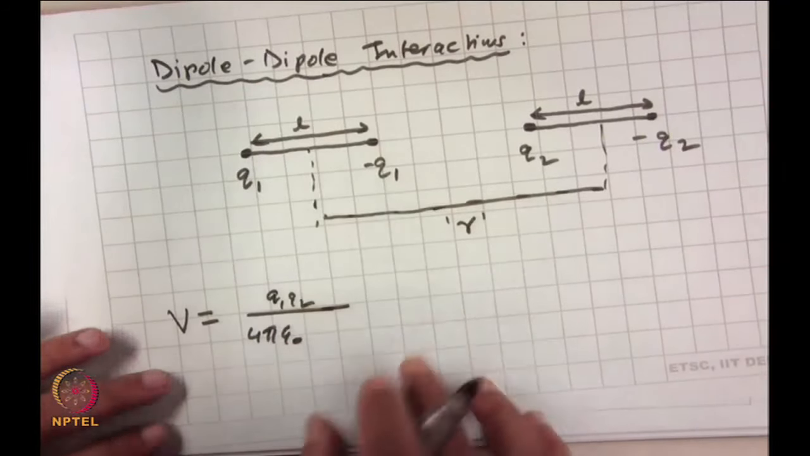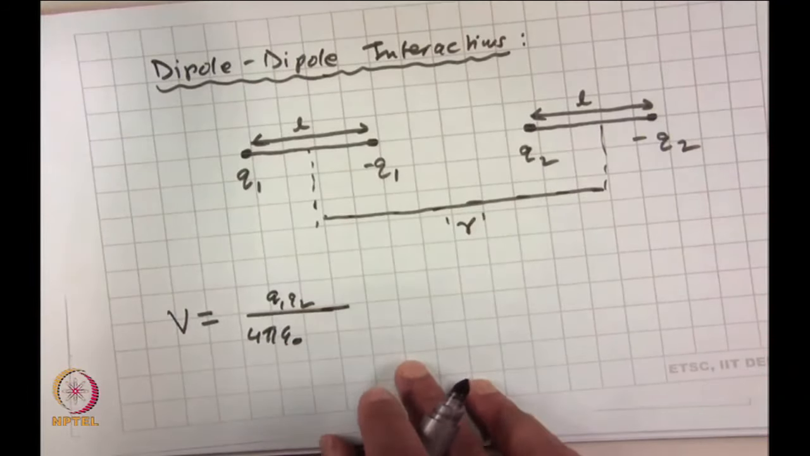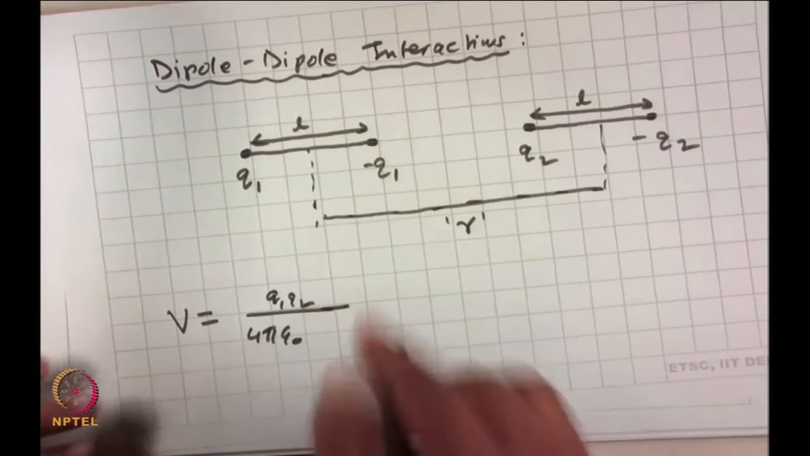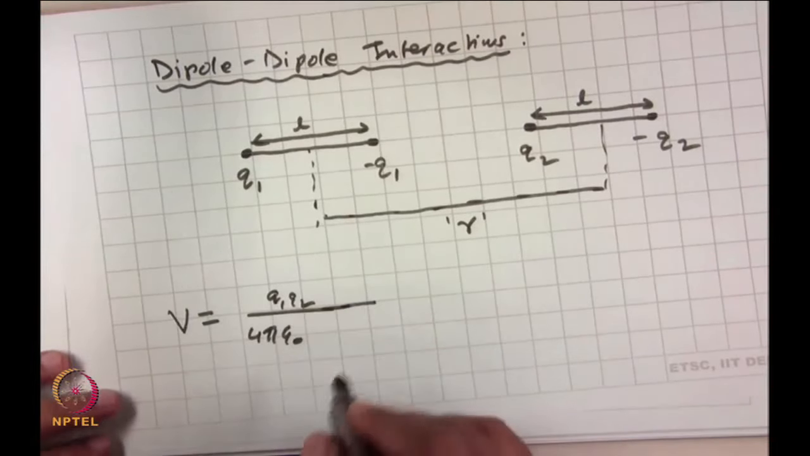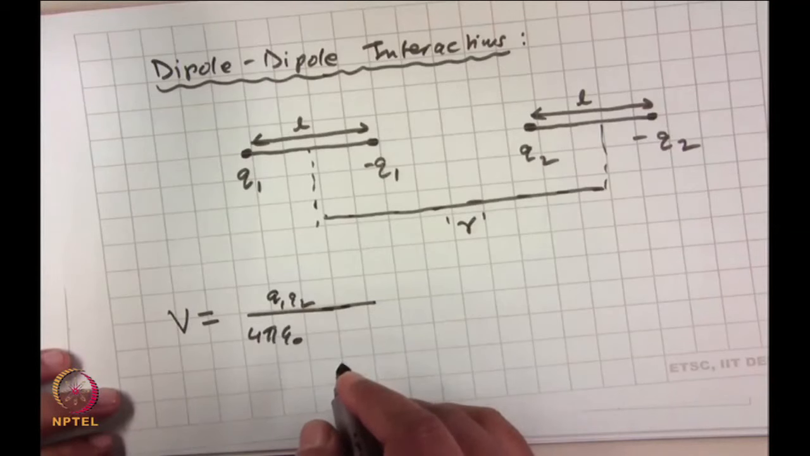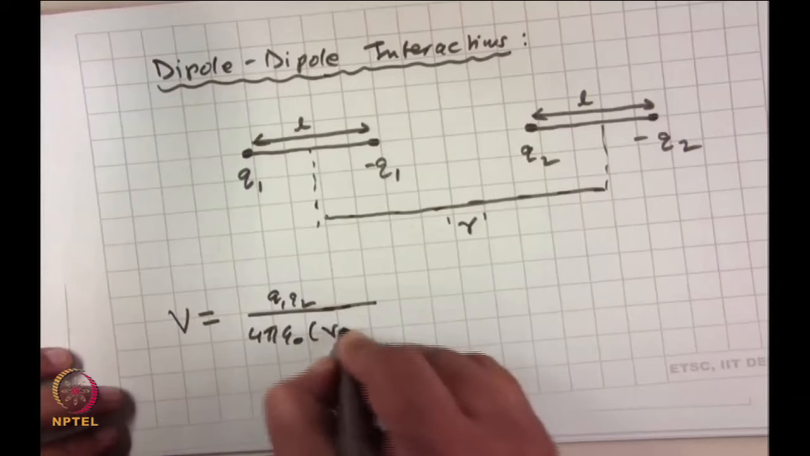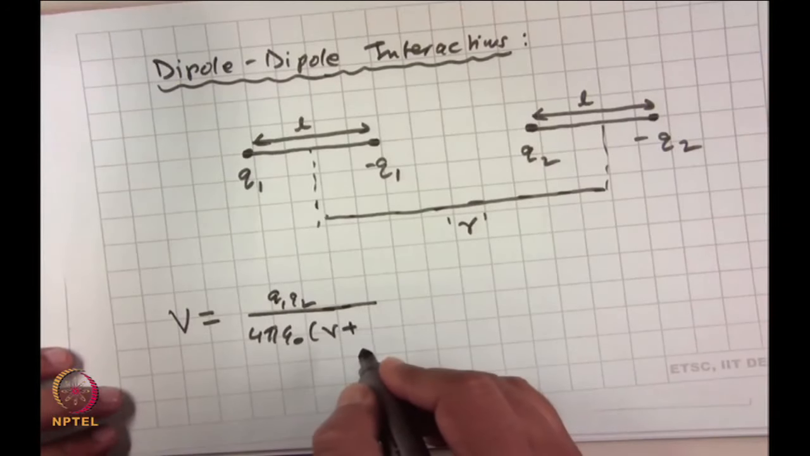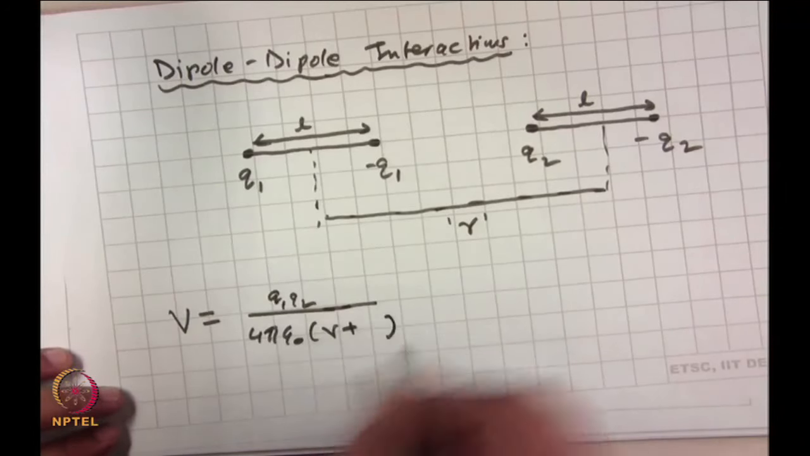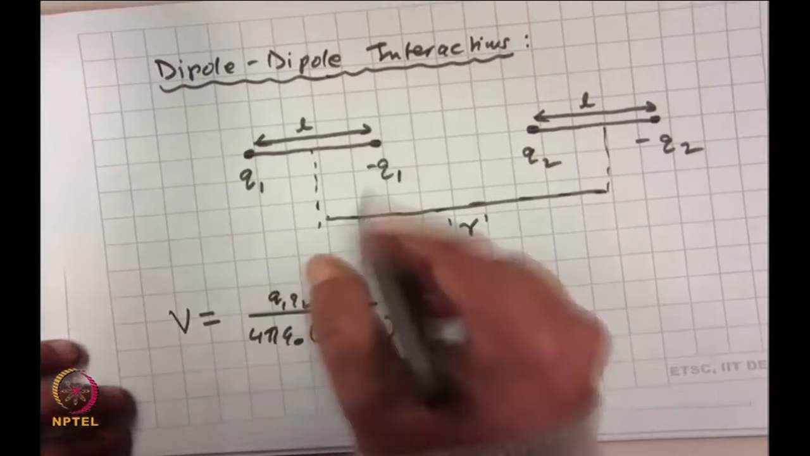Now what should I write? The distance between q1 and q2. R plus L by 2, are you sure? It shouldn't be R plus L? Are you sure? Check, I am keeping it for you. Okay, tell me, I'll come back.